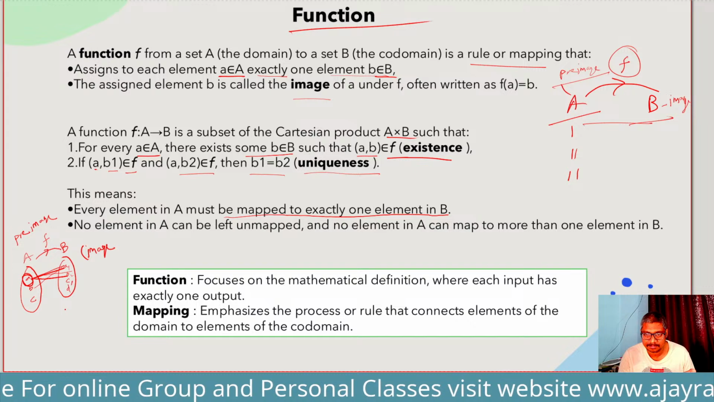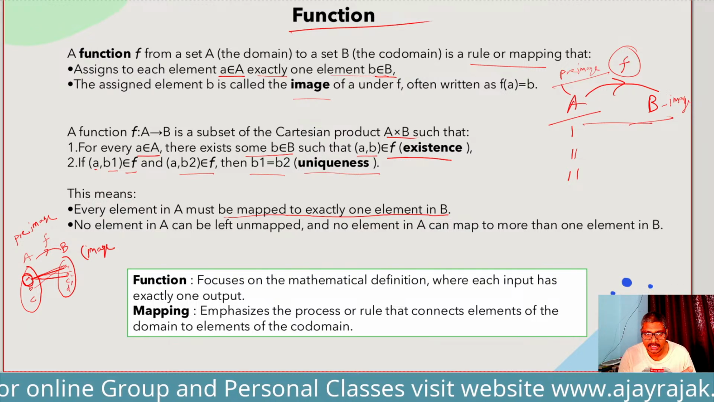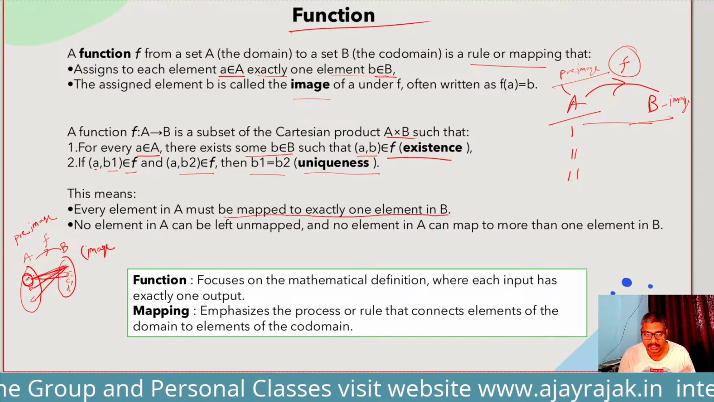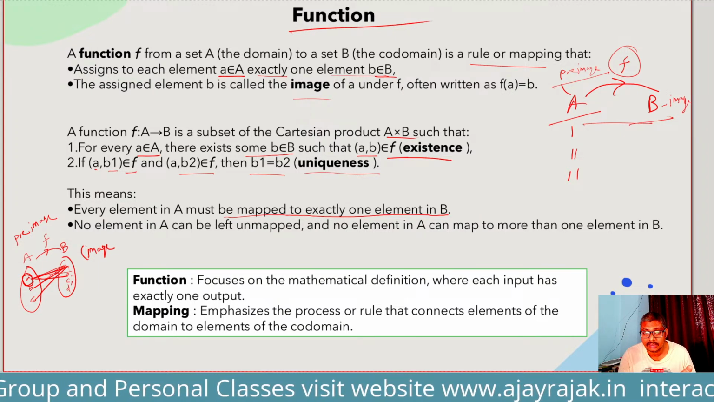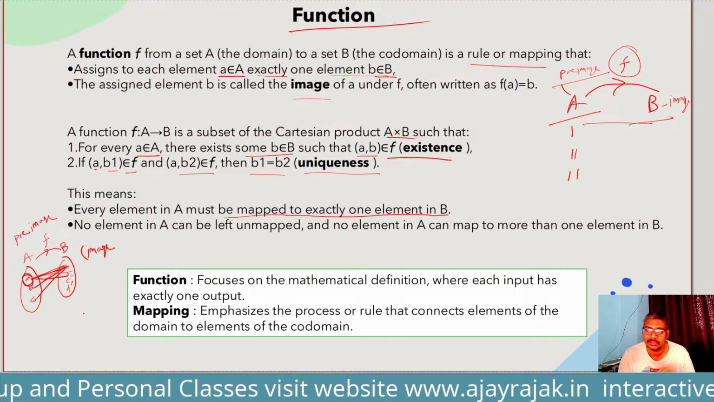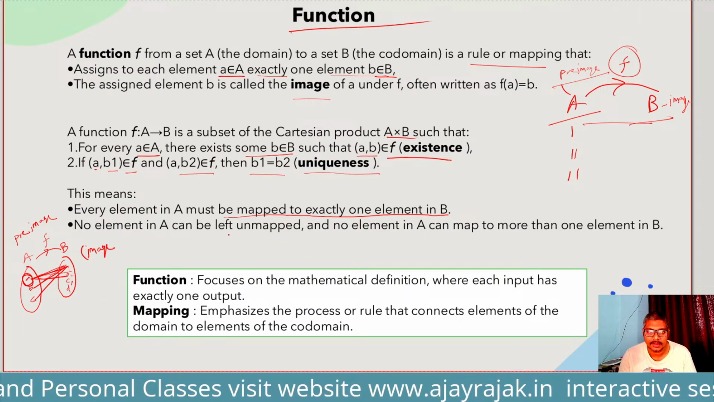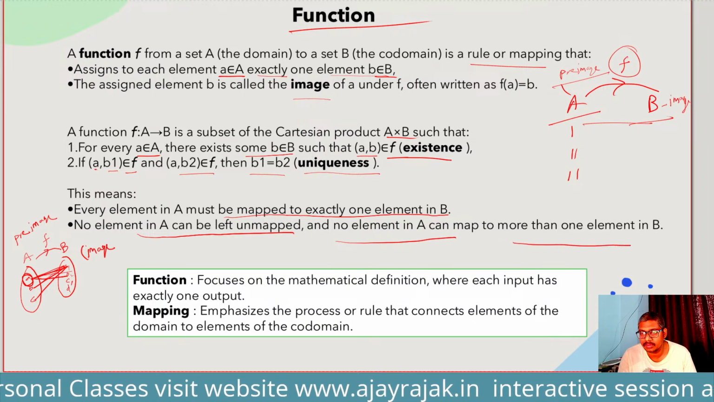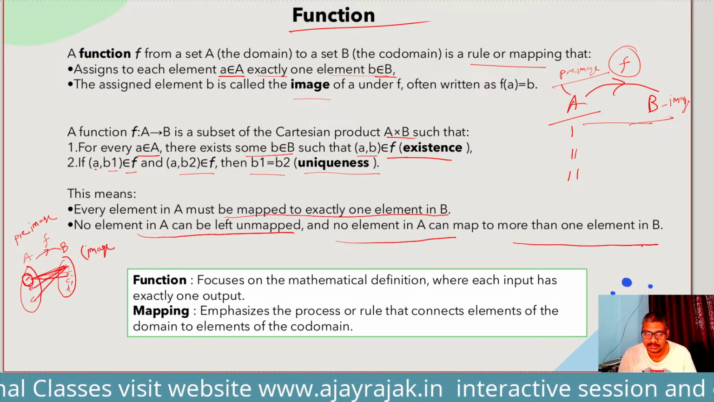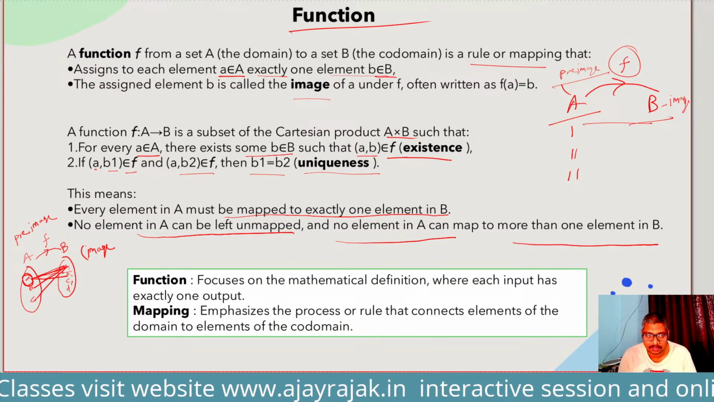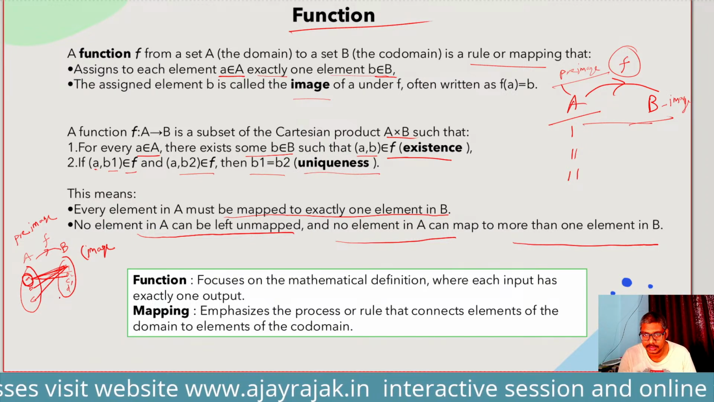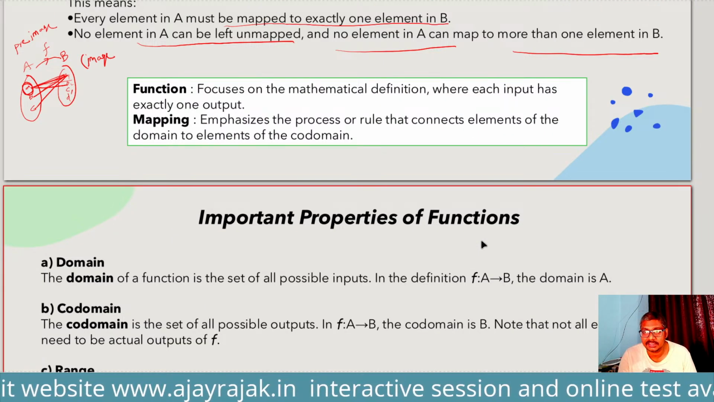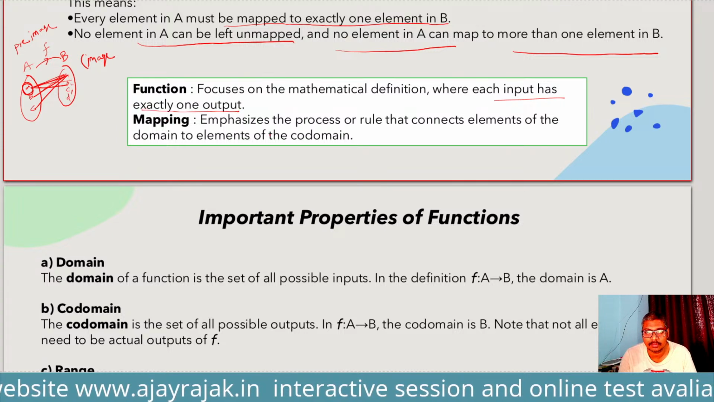Is this the case? Now, the case is here: A is related to one element, B is related to one element, C is related to one element, and they all can relate to a single element, but one A cannot relate to two elements. Clear? Okay, so no element in A will be left unmapped, and no element of A can be mapped to more than one element in B. Right? So here A cannot be mapped to both elements. Clear?